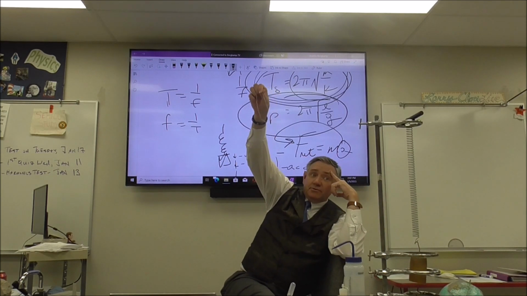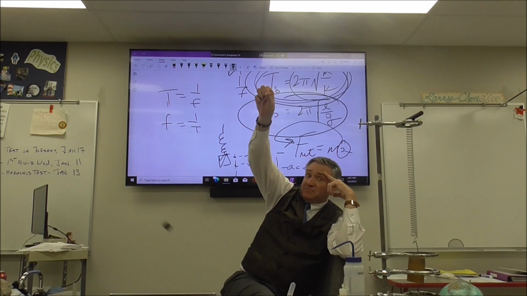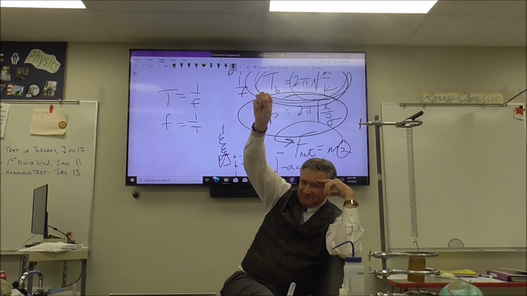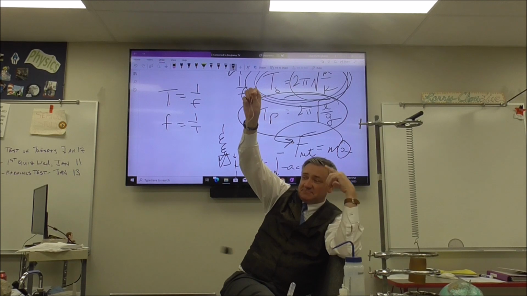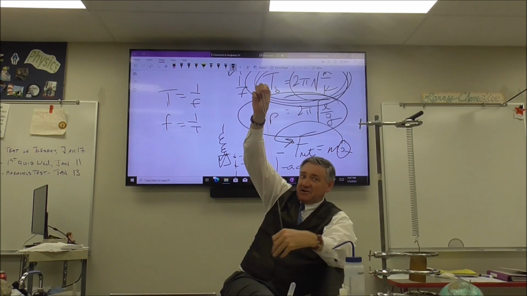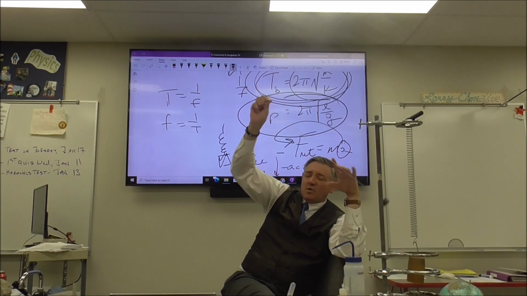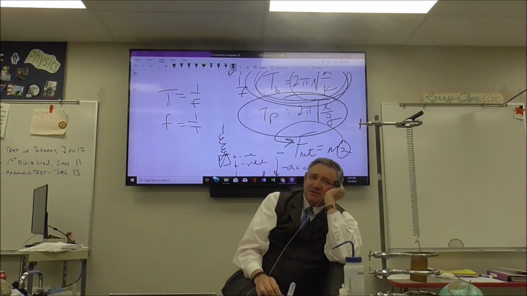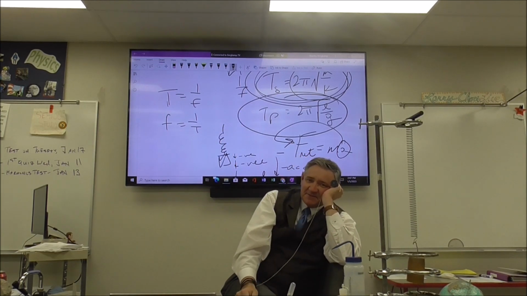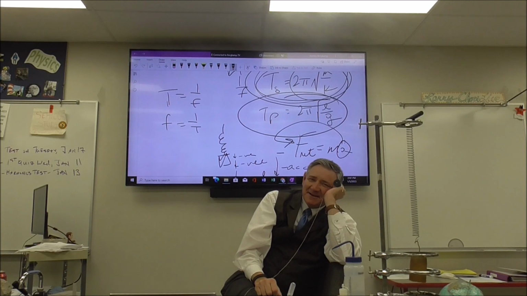If I go to the moon, and I do this, uh-oh. Everything stays the same length, okay? I go to the moon and I do this. What's going to happen to the value of T? Let's go. Increase, decrease, or stay the same?